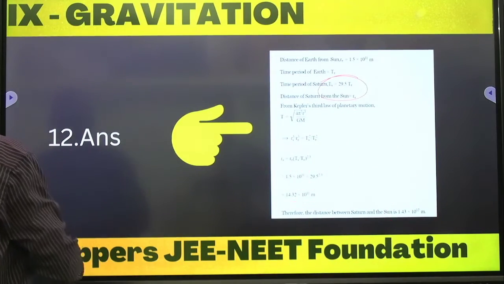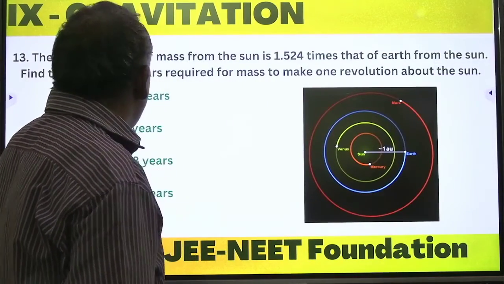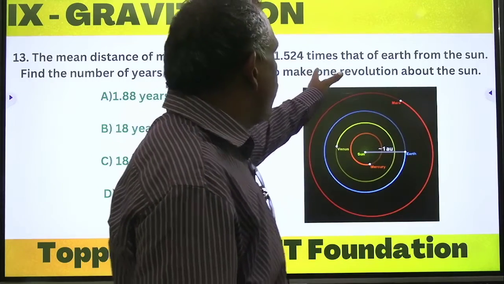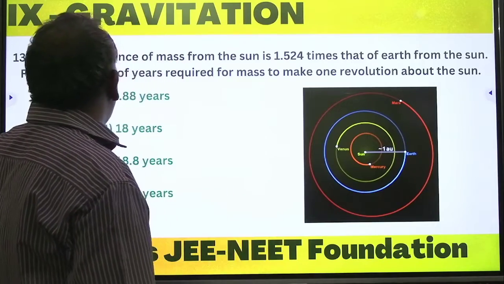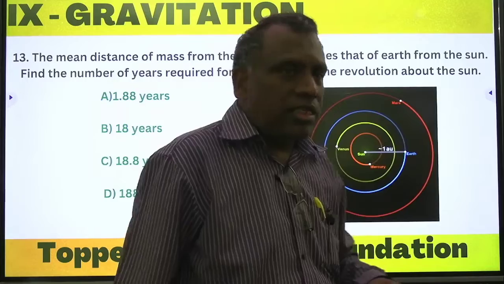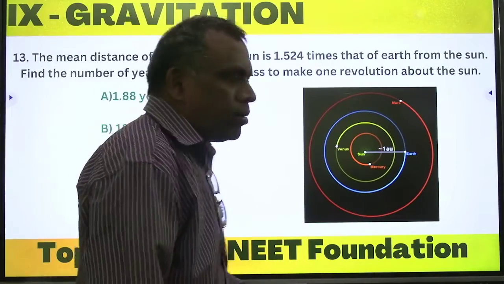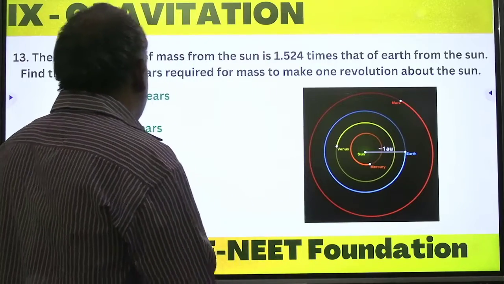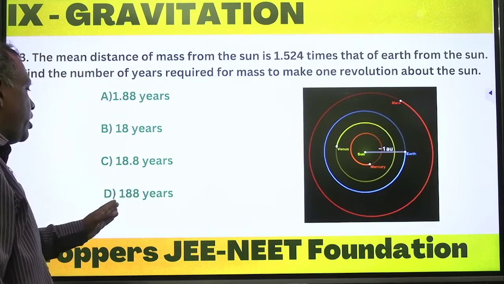So the next question, question number 13: the mean distance of Mars from the sun is 1.524 times that of the earth from the sun. Find the number of years required to make one revolution about the sun. See, the distance is given here. This is also a similar model problem. The calculation is a little difficult.